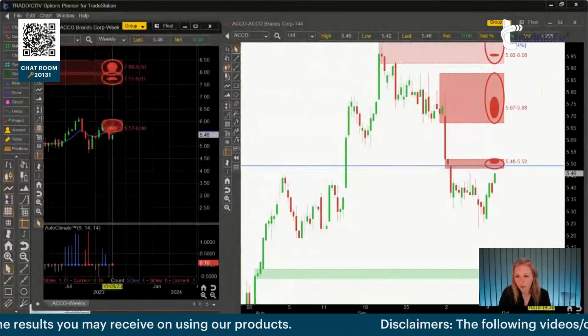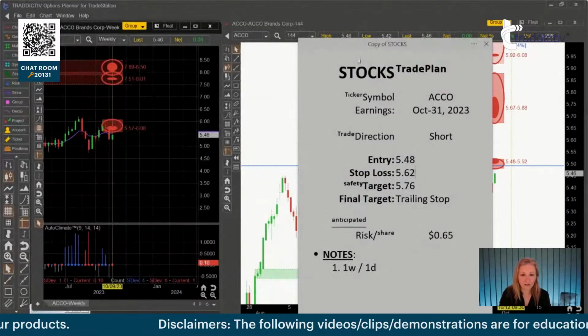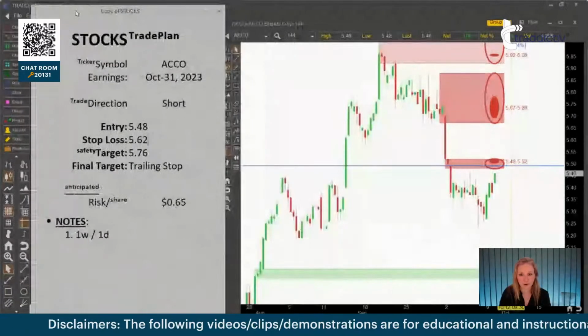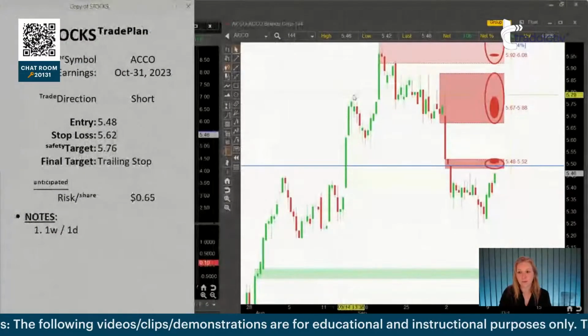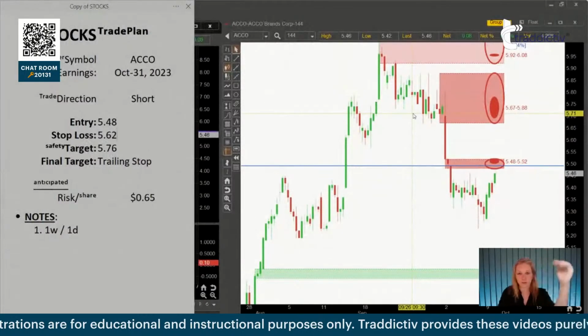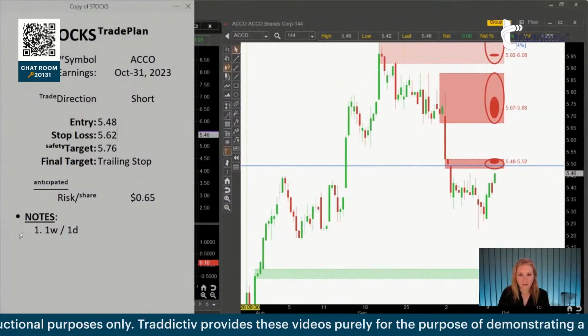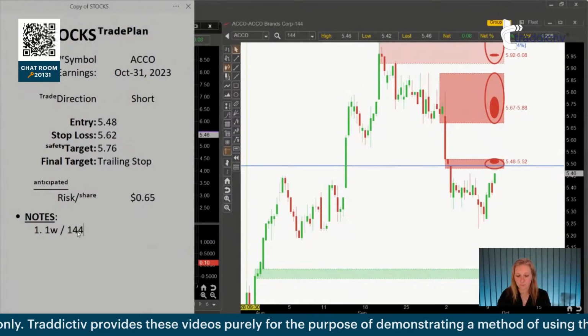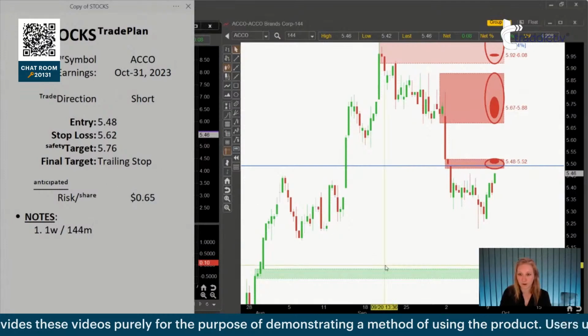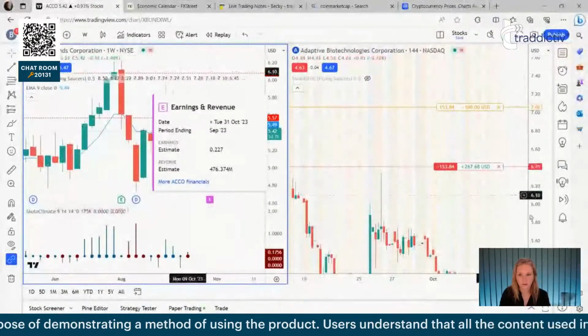We don't have one, which means we're having a trailing stop on our final target, meaning that every time a new red UFO forms, we will just take our stop and have it follow. Risk per share we'll figure out in a second. We're 1 week and 144 minutes. Okay, we'll bring this up in a sec, but let's get this done.